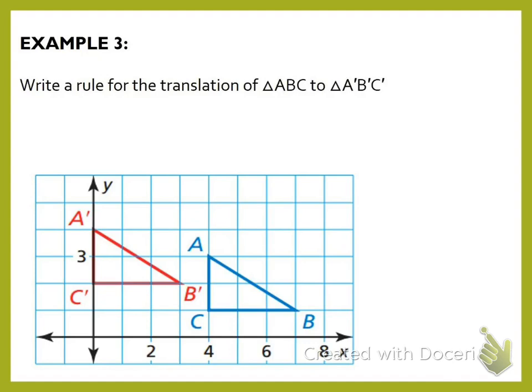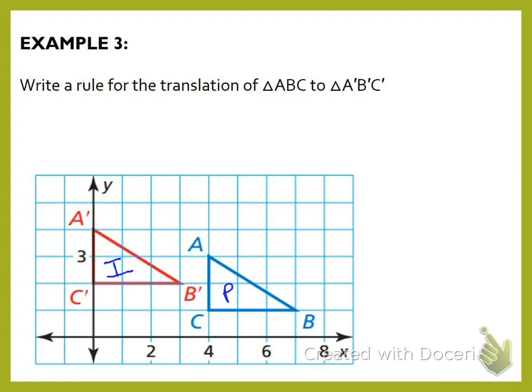All right, let's look at another example. In this example, we're given a transformation or a translation, and we're asked to write the rule. So remember, the rule that we're going to write is going to tell us how much did we move vertically and how much did we move horizontally. So first thing to note is that this guy is your pre-image and this guy is your image.